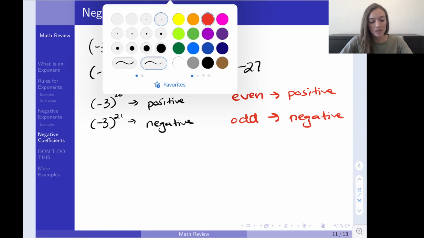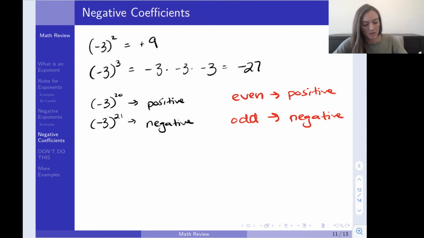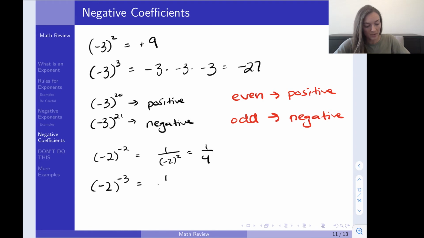And this is true even if your exponent is negative. If I have negative 2 to the negative 2, that's going to give me 1 over negative 2 squared, which is 1/4. And then if I had negative 2 to the negative 3, I would have 1 over negative 2 cubed, which would have that negative sign. So I would still have 1 over negative 8. The same holds true even if your exponents are negative: your overall answer will still obey this.